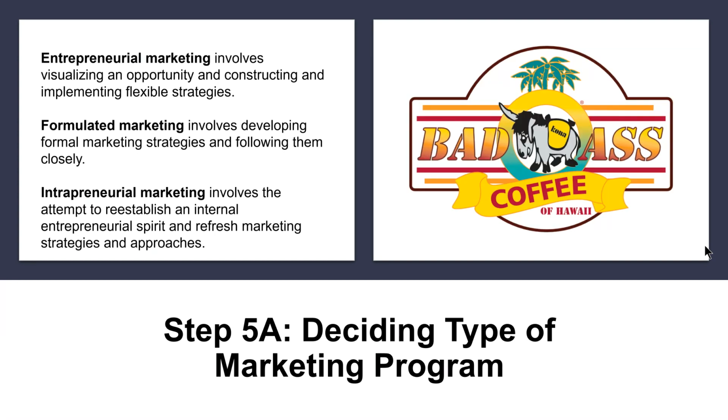So here is an example of Badass Coffee. It's an actual logo of a company that's selling in Australia, and it doesn't necessarily sell here per se. So they're using an entrepreneurial marketing strategy, which is they try to have core marketing principles, but allow that local market to create their own ads.